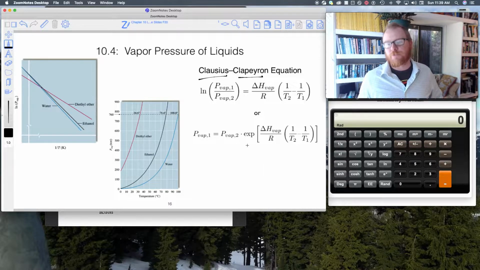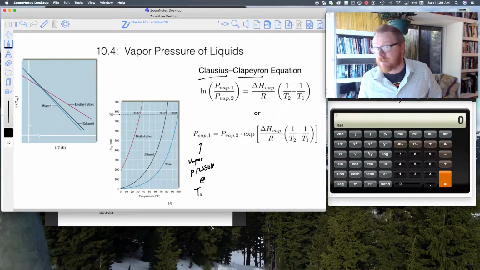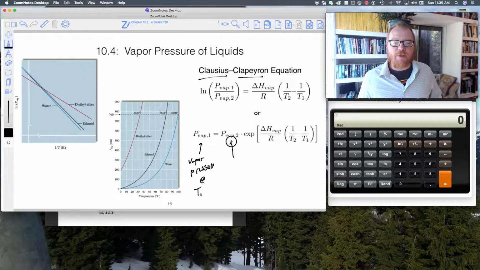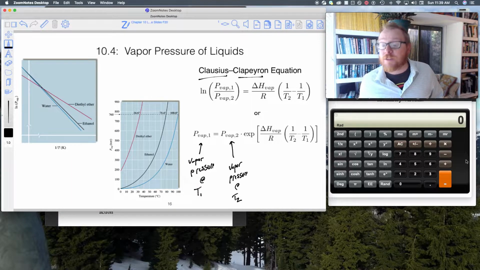So let's talk about this version down here. This says P vap 1. So this would be vapor pressure at temperature 1, some arbitrary temperature, temperature 1. Okay? Equals, now this is P vap 2. So this is vapor pressure at some other temperature, T2.